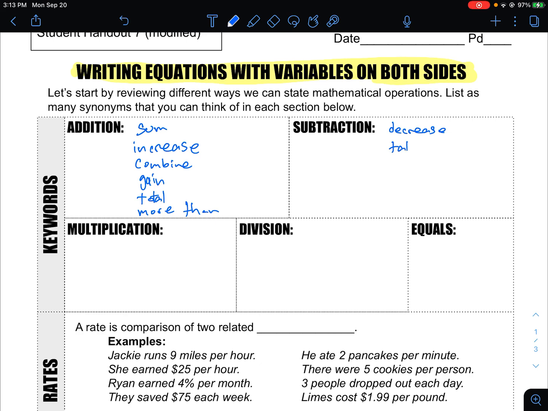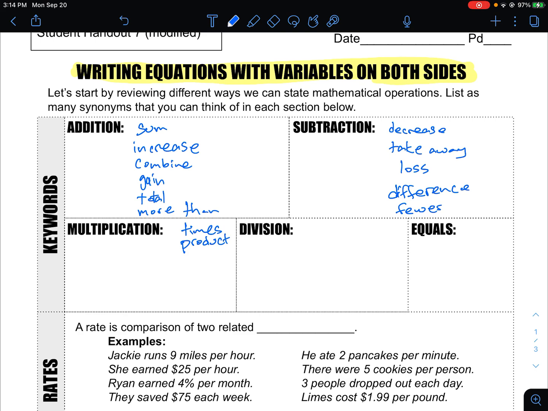When you see a word problem with the word decrease, take away, a loss, a difference. Difference is like a sum, except it's subtraction. Fewer also means subtraction.